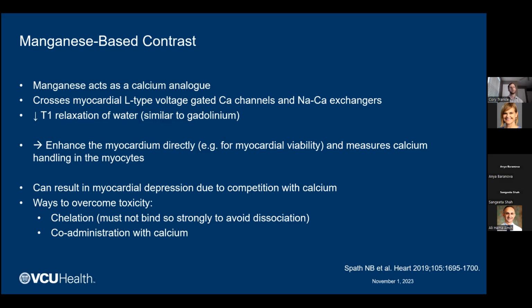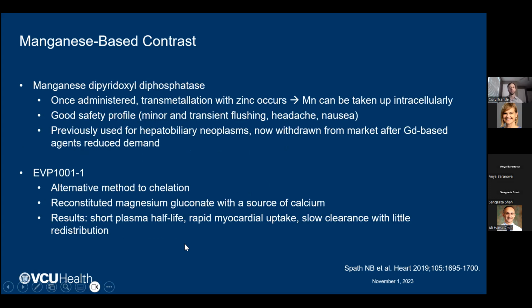And so the way they've tried to overcome these toxicities is to chelate it, or co-administer it with calcium at the same time. And so there's a couple of agents that have been described from this review article, where this agent was previously being used clinically for hepatobiliary neoplasms, and it's now been withdrawn from the market because gadolinium-based agents really sort of took over the market and reduced demand for this. There was another one, in various stages of development, which had an alternative method to chelation, and the authors of this review article thought it showed a lot of promise. I haven't really seen it develop further.